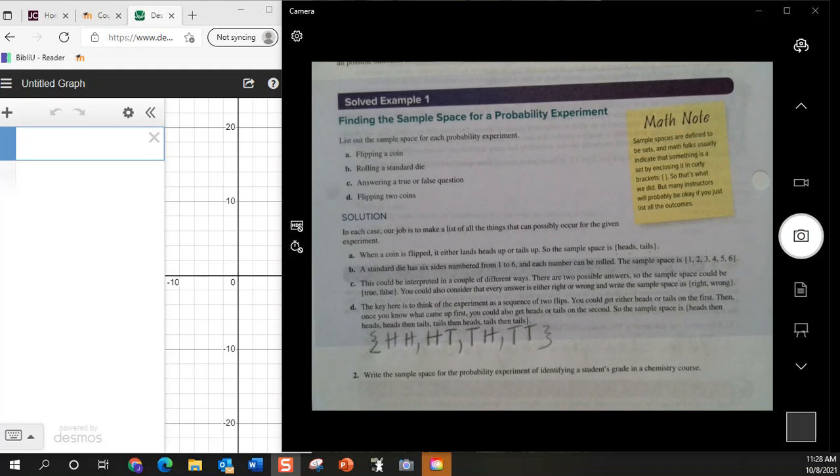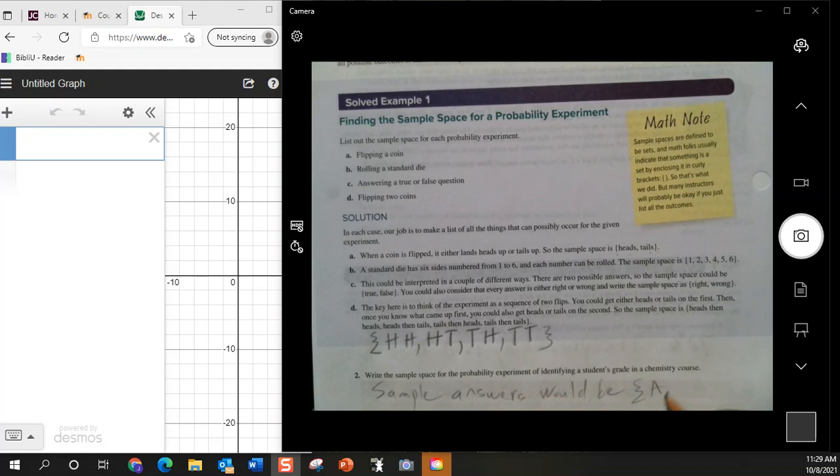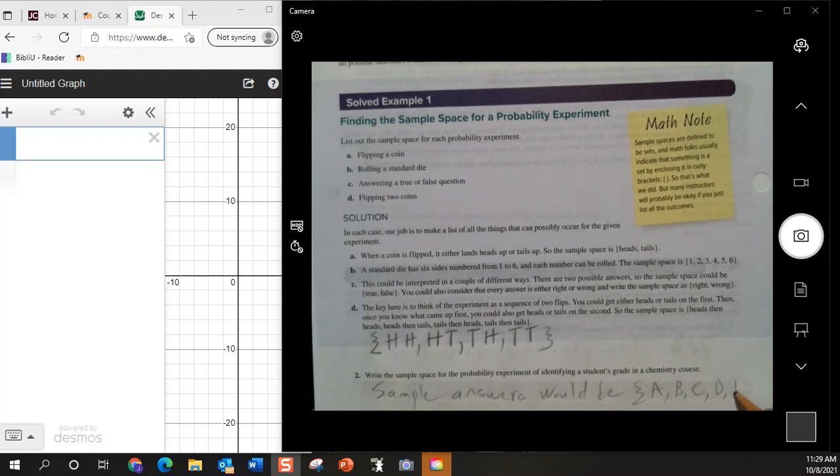Okay, now number 2. It says write the sample space for the probability experiment of identifying a student's grade in a chemistry course. Now, depending on what school you go to, typically most schools that I've encountered give an A, B, C, D, or F. Now we're not talking about incompletes or anything like that, but strictly letter grades. So we could say our sample answer would be A, B, C, D, F.